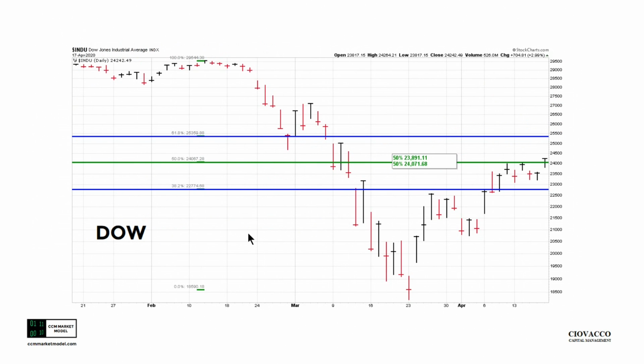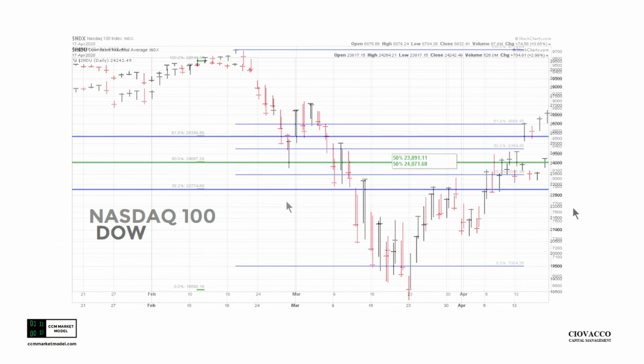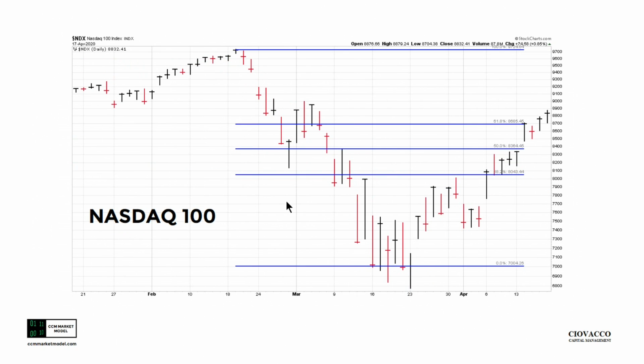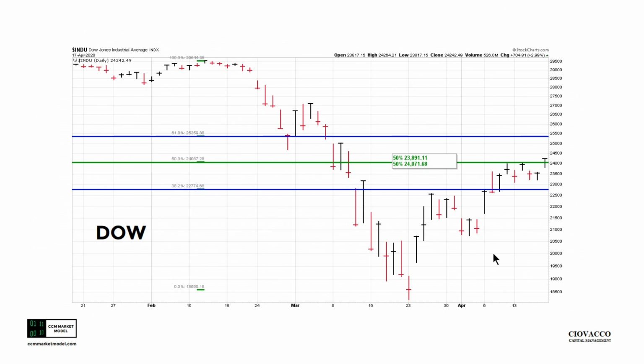Dow, April 17th. Hesitant around the 50% retracement. Right now, it's hard to say that this doesn't look positive. The longer we stay above it, the better. If we reverse, we'll learn something as well. NASDAQ 100 has already taken out the 61.8% retracement. This chart and this chart, this data has already been reflected in the moves that we made this week.